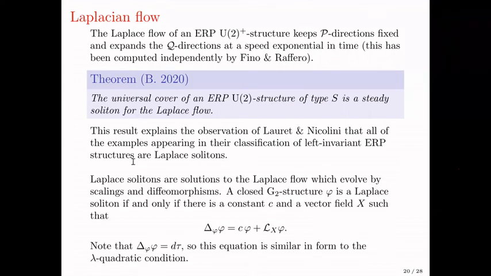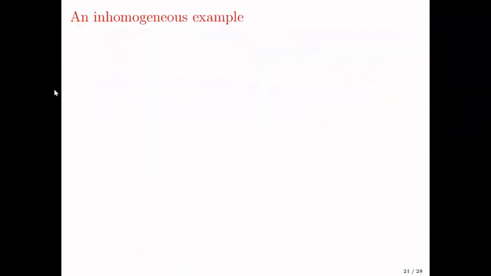I'll just say Laplace solitons are solutions to the Laplace flow that evolve by scaling and diffeomorphisms. For closed G2 structures, it's a Laplace soliton if and only if there's a constant C and a vector field X so that it satisfies this equation. And the Laplacian of phi is equal to d tau. So you can see that this equation is very much of the same form as the quadratic equation. Again, you're specifying d tau. So it takes a very similar form, and it's maybe unsurprising that there's a relation between Laplace solitons and quadratic G2 structures. Okay.